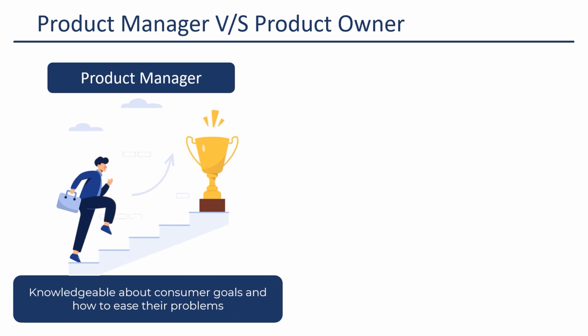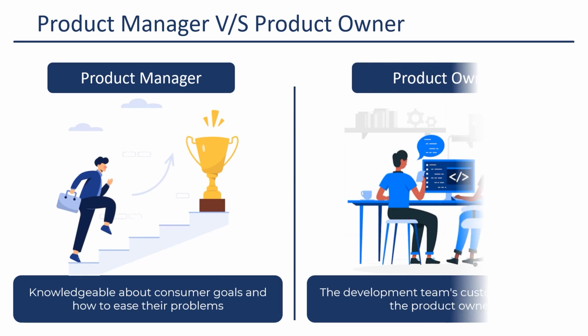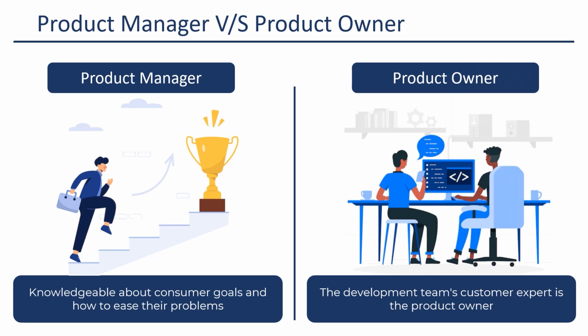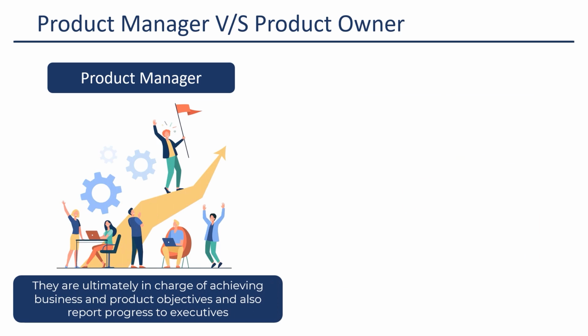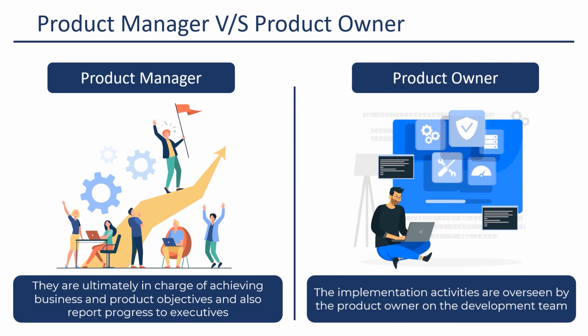The product manager is very knowledgeable about consumer goals and how to ease their problems. And the development team's customer expert is the product owner. The multidisciplinary product team is led by the product manager. They are ultimately in charge of achieving business and product objectives and also report progress to executives. Whereas the implementation activities are overseen by the product owner on the development team.